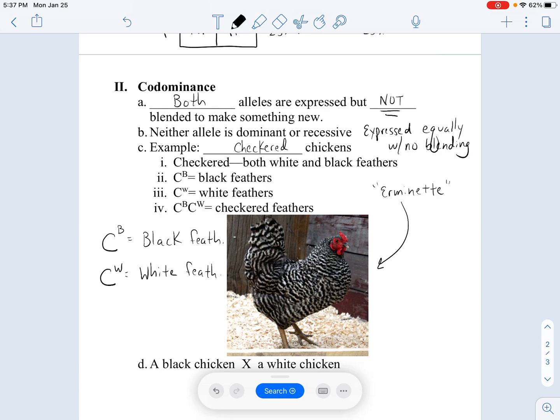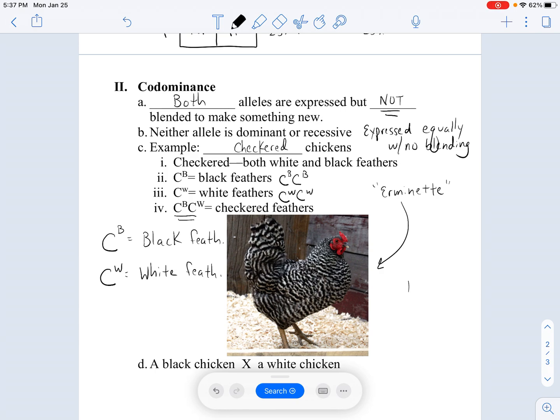So in order to have a black feathered chicken, you would write C^B C^B. A white feathered chicken would be C^W C^W. And a checkered or erminette chicken is C^B C^W.